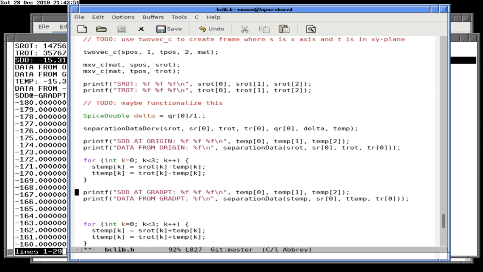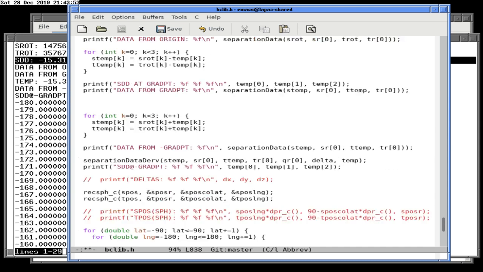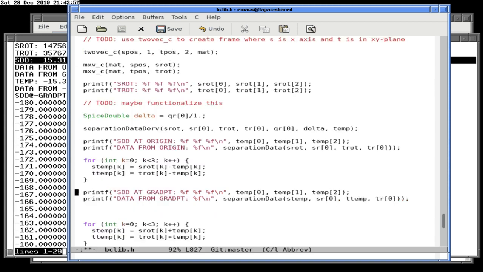I don't think we're computing it anywhere, though. I think maybe this is a mistake here. We compute it here, but we don't compute it after we make the first transformation. So do I care? Is the question. So this isn't SDD. This is actually when you hit the surface. What's going on?